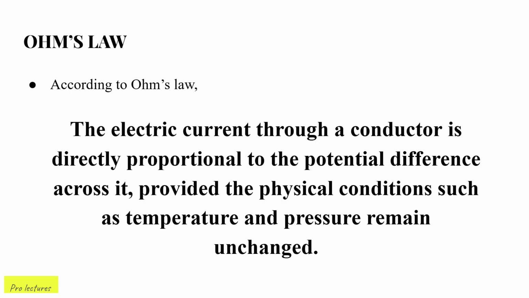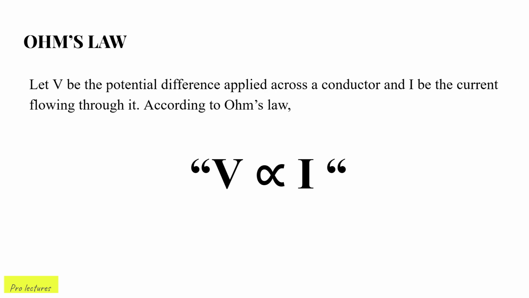It tells us that electric current through a conductor is directly proportional to the potential difference across it, provided the physical conditions such as temperature and pressure remain unchanged. In simpler terms, the more voltage you apply, the more current flows through the conductor, as long as the physical conditions stay the same. Let V be the potential difference applied across the conductor and I be the current flowing through it. Mathematically, we denote it as V proportional to I.